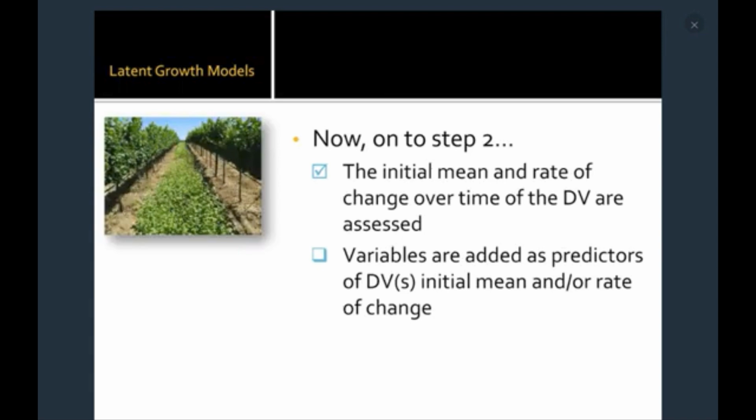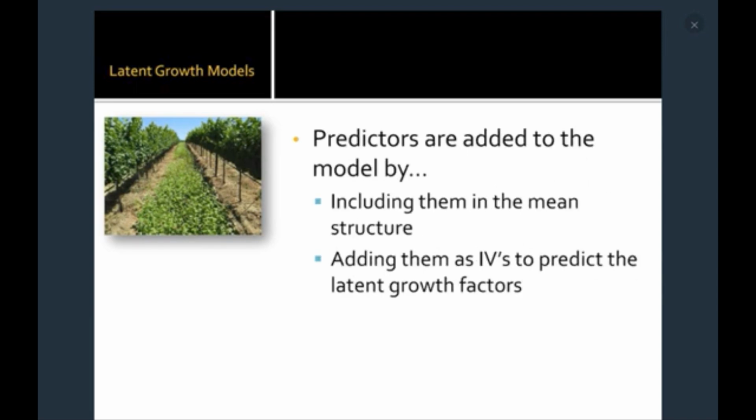All right, now on to step 2, something that might add a little more value to our growth model, and that is adding in predictors. And there's lots of options here. We can add in predictors that predict at time 2 only, or predict at time 4 only, or predict at all time points. There's lots of things we can do with this.